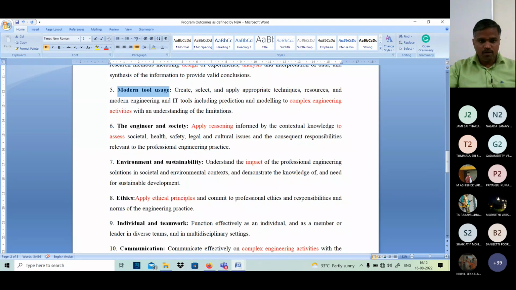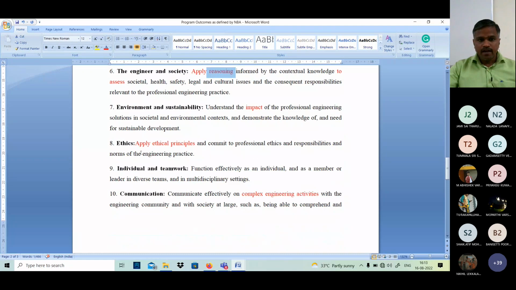And sixth program outcome is engineering and society. Here, by using the knowledge learned from the BTech graduation, you can apply that knowledge and reasoning skills to the problems which are related to society, health, safety, legal, and cultural issues. So for these problems, you can apply your reasoning skills to develop the solutions, right?